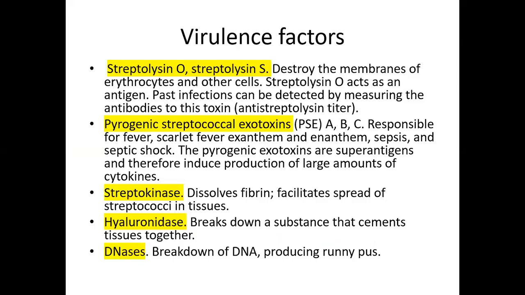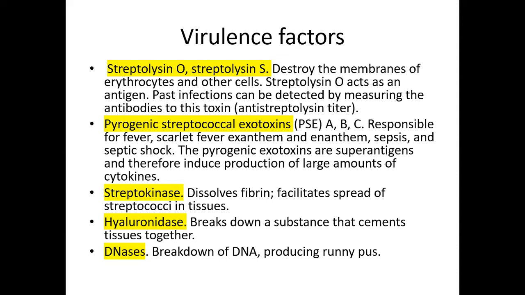Okay. Streptolysin S destroys the membranes of erythrocytes and other cells. Streptolysin O acts as an antigen. Past infection can be detected by measuring antibodies to streptolysin O. Pyrogenic streptococcal exotoxins, SPE A, B, C, are responsible for fever, scarlet fever, exanthem and enanthem, sepsis, septic shock. The pyrogenic exotoxins are superantigens and therefore induce production of large amounts of cytokines.